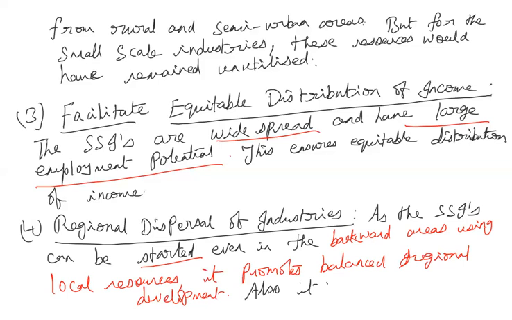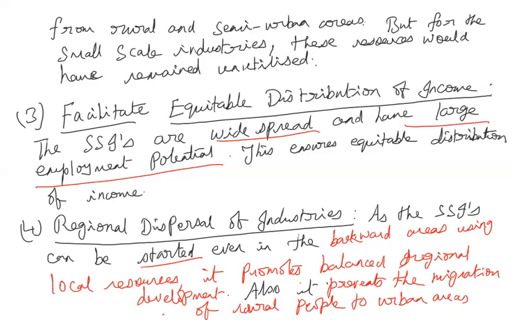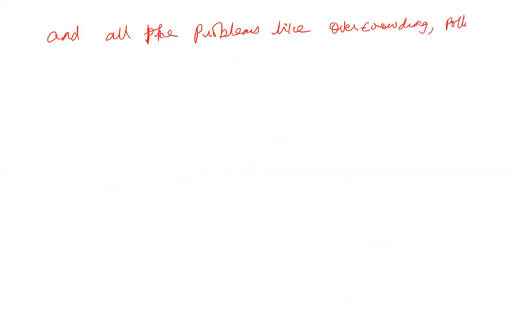Also, it prevents the migration of rural people to urban areas. All the problems like overcrowding and pollution associated with urbanization can be avoided if small scale industries are established in the rural areas.